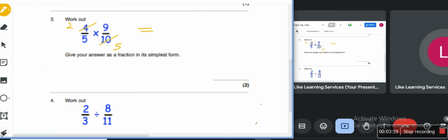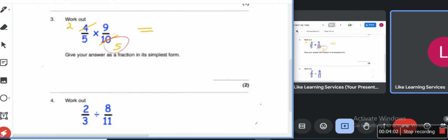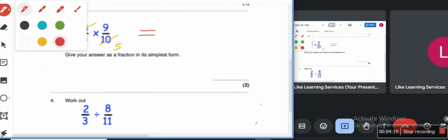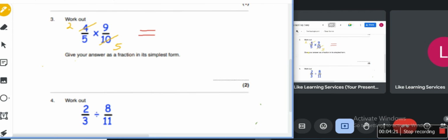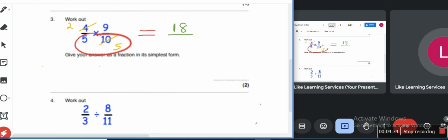By the way, is there any other thing that can divide? No. There's nothing, for instance the 2 and the 5, or 9 and 5. So what will be the final answer? 18 over 10. Oh, so what do you mean? How do you get 18 over 10?